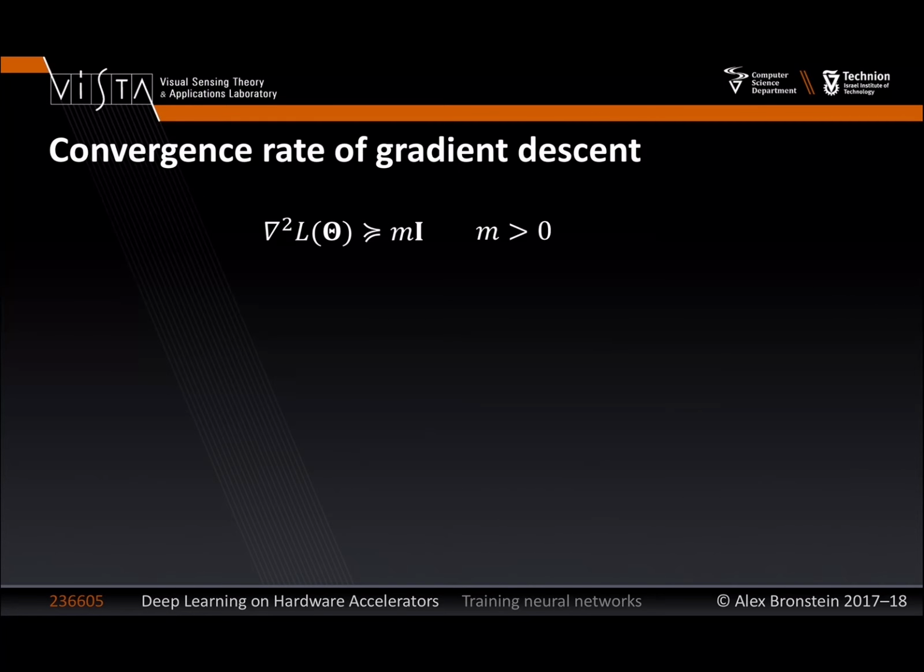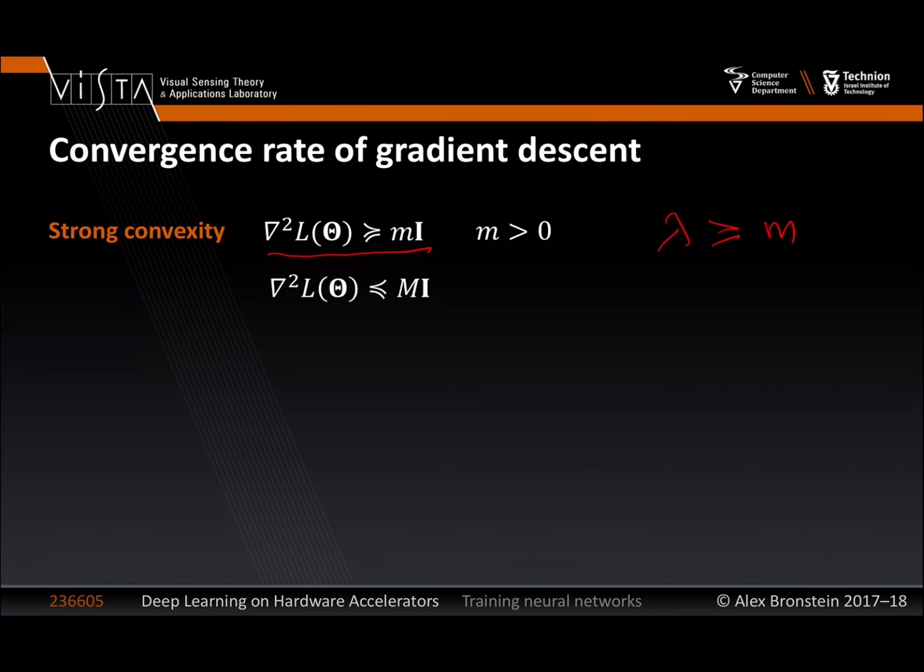I will put some simple requirements. First of all, I would like the Hessian to be lower bounded by some positive constant m times the identity matrix. It means that no eigenvalue of the Hessian is smaller than m. This is called strong convexity. So not only do I not have negative curvatures, actually all curvatures are positive and bigger than a certain number that I call m.